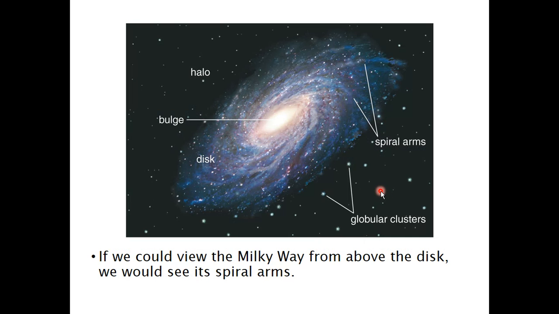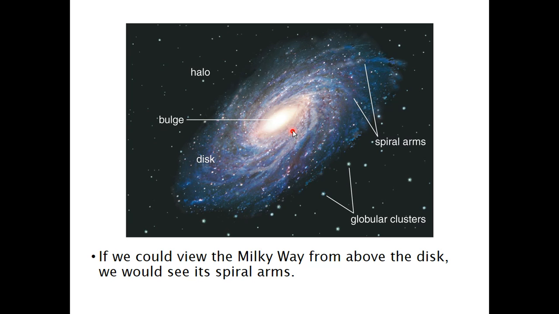So this is an artist rendition. Obviously, we can't possibly get this image, but we can estimate what it would look like from looking at other galaxies and from what we can infer from being inside. And we figure our galaxy, the Milky Way, has spiral arms. You can see it kind of looks like a hurricane swirling. But there's a bulge, there's a halo around it, and there are spiral arms.